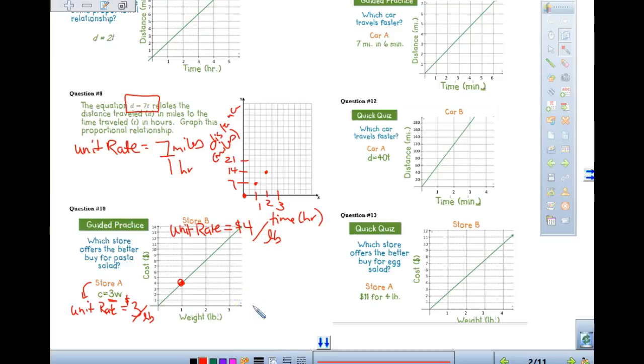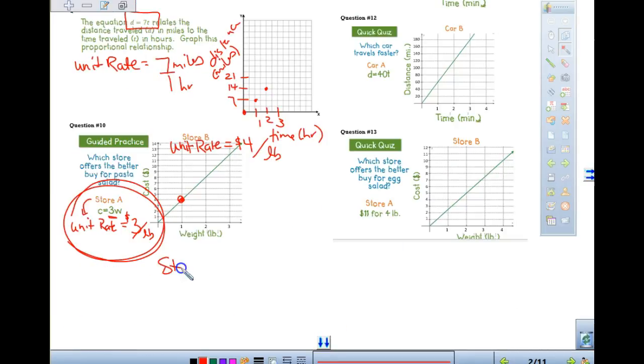Which one is a better buy, store A or store B? A is cheaper, right, for the same product. So which store is a better buy? You might circle store A, or you might write down here, store A is a better buy. And the reason store A is a better buy is because it's cheaper, $3 is less than 4, right? So it's cheaper, okay? $1 less per pound.